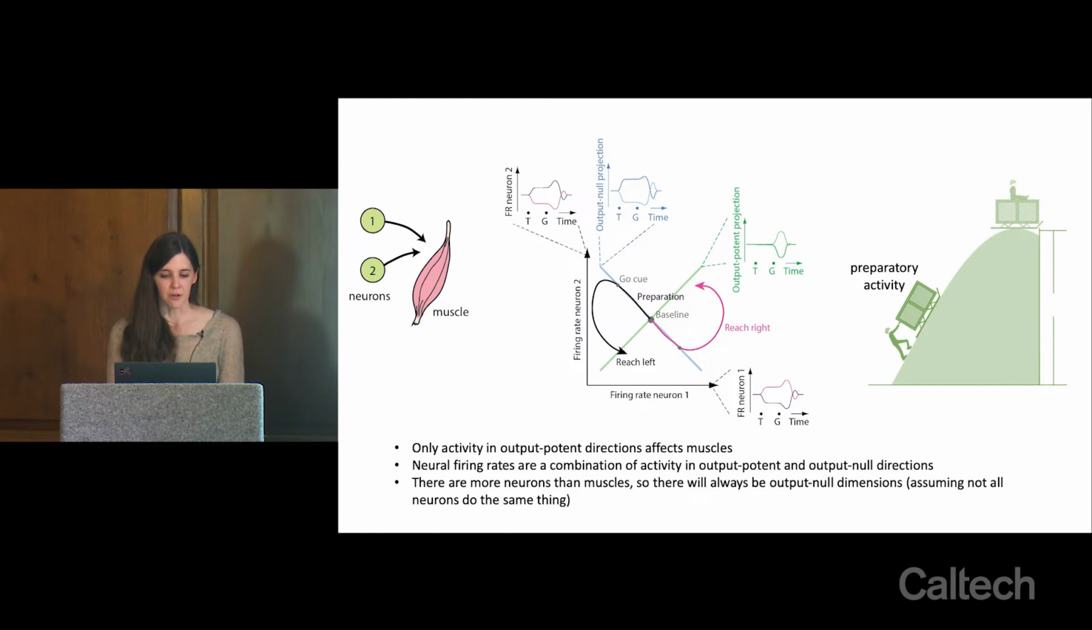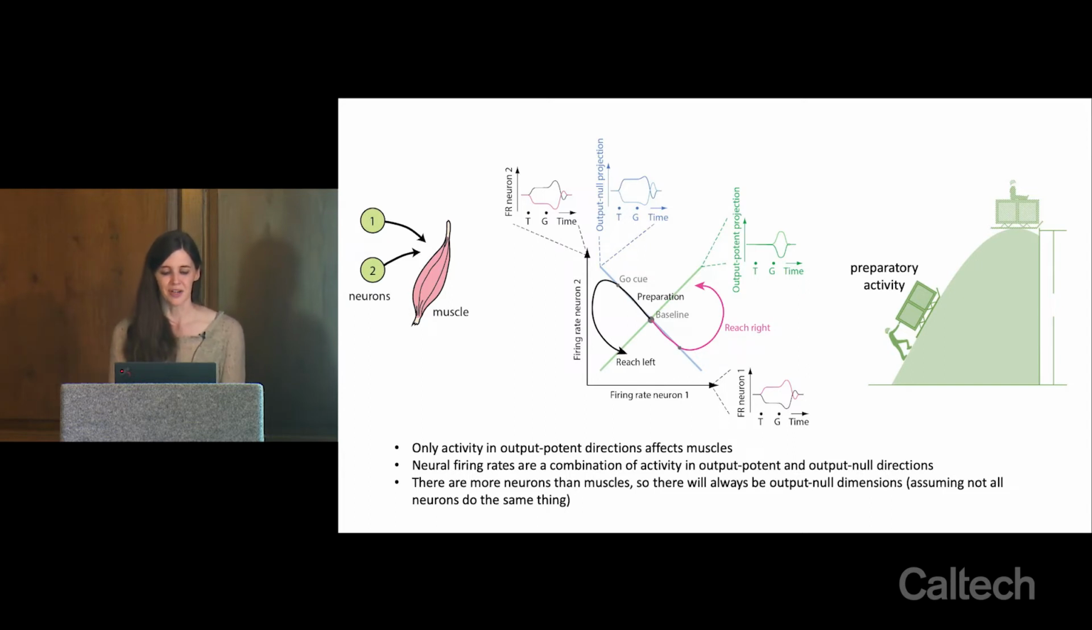And in the output potent dimension, the dimension that changes the level of recruitment of the muscle, even though neural firing rates are changing, there's no change in the total input to the muscle until the go cue appears and you start to see a change in the summed firing rate of the neurons that drives the contraction of the muscle. So the firing rates of the individual cells are going to look like these crazy wavy messes of signals, but if you take the right weighted combination of neurons, you can find this output potent space and this output null space, one of which drives motor contraction, the other which doesn't.